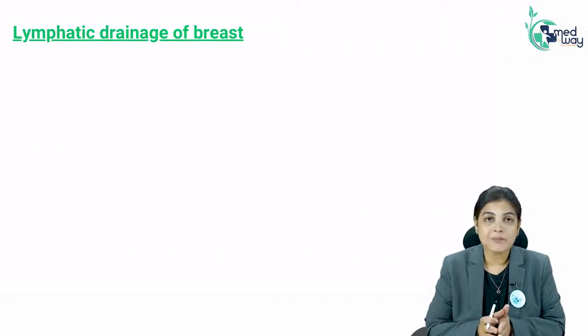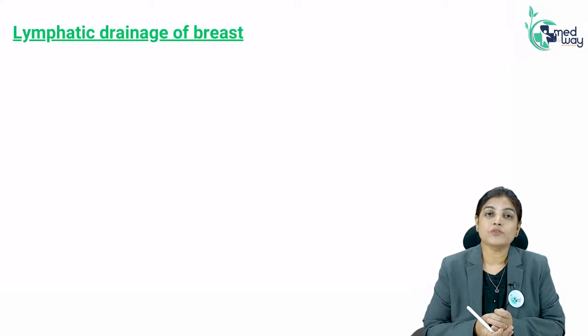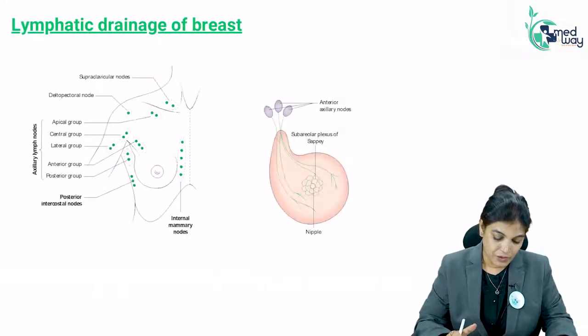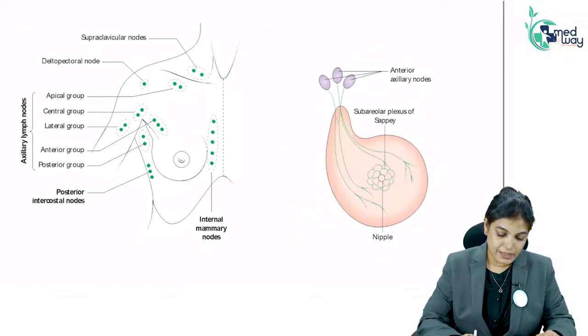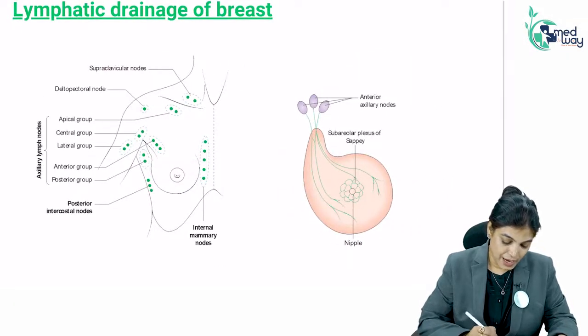If we talk about the sources, the breast gets lymphatic drainage via the axillary group of lymph nodes, via the internal mammary group of lymph nodes, and we have the posterior intercostal lymph nodes. So, I would like firstly to show you the images, so that you can understand this.